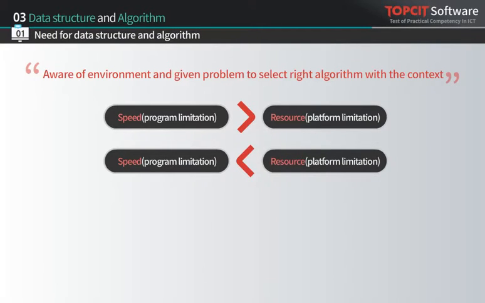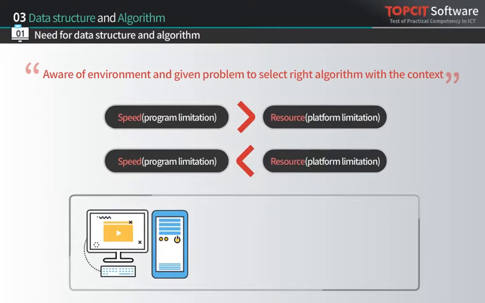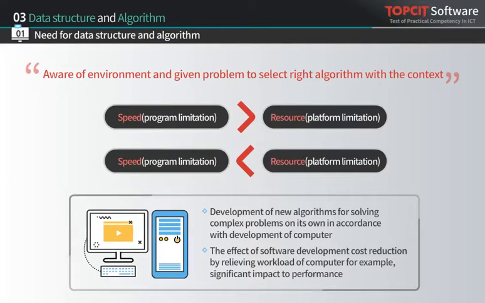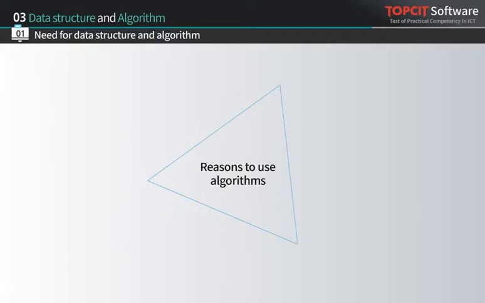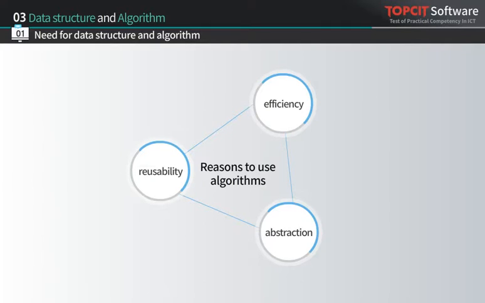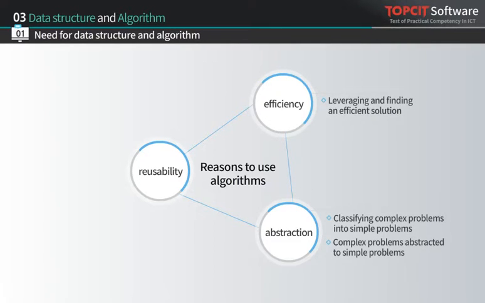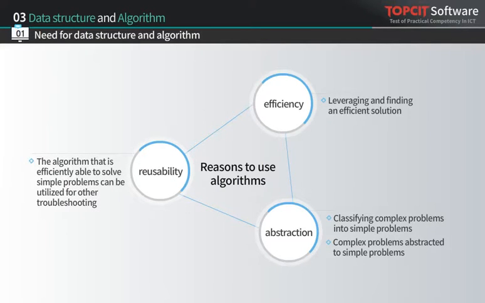Also, as computers evolve and new or complex problems arise, new algorithms are developed to solve them. Software development cost can be reduced by relieving the workload of the computer, for example, with a significant impact on performance. More specific reasons to use algorithms are to ensure efficiency, abstraction, and reusability. In other words, using an algorithm, we can find and leverage an efficient way and classify complex problems into simple problems. In addition, an algorithm can solve a simple problem efficiently and can also take advantage of a number of other various problem solving.